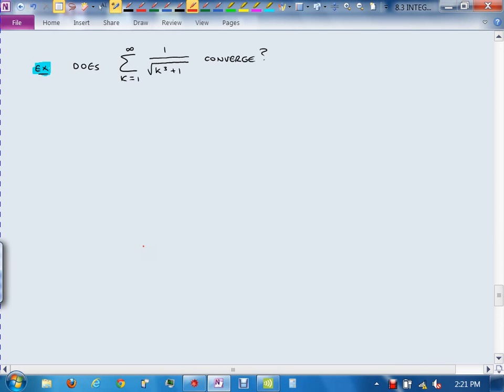Okay, does the sum from k equals 1 to infinity of 1 over the square root of k cubed plus 1 converge or not? Nth term test first. Take the inside, let k go to infinity. Where's it headed? 0. 1 over infinity, right? 0. What does that tell us? Nothing. Well, the sequence converges to 0, but that doesn't tell us anything about the sum, right? The series.